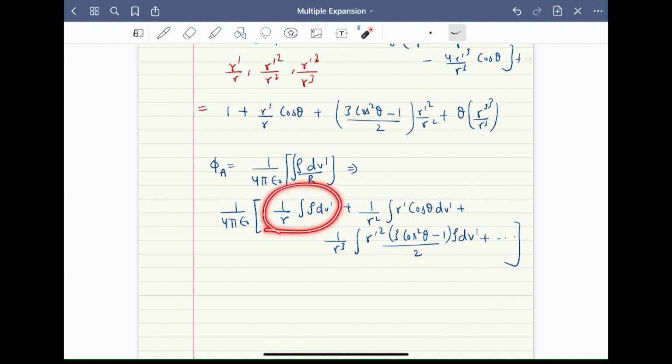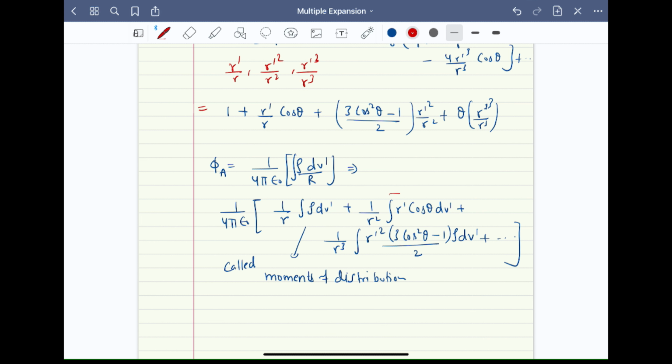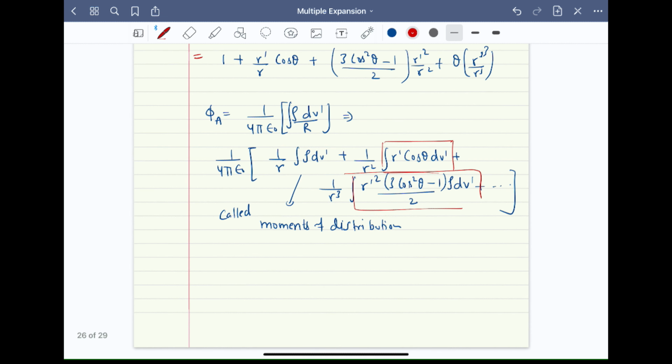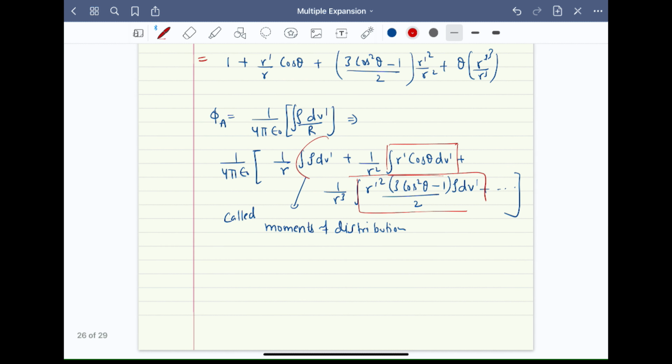These things are called moments of the distribution. These things, this one, this one. The first one is called monopole distribution.